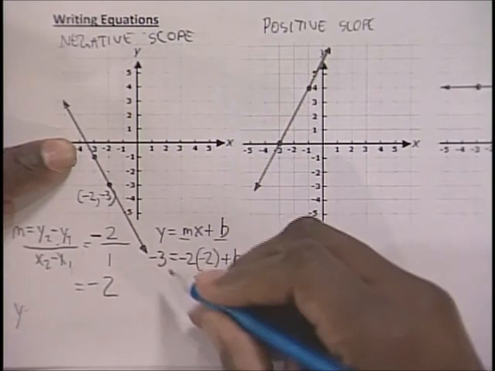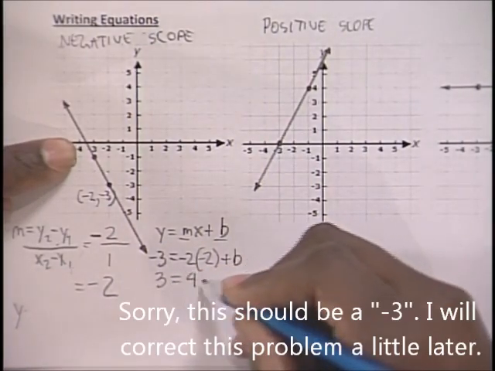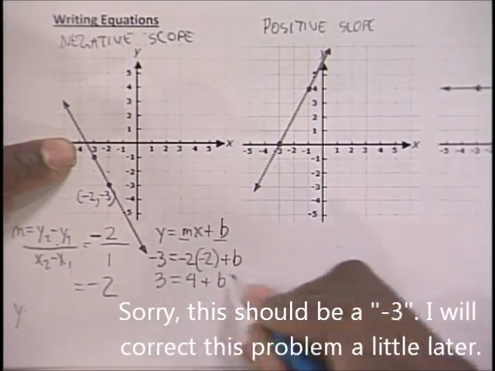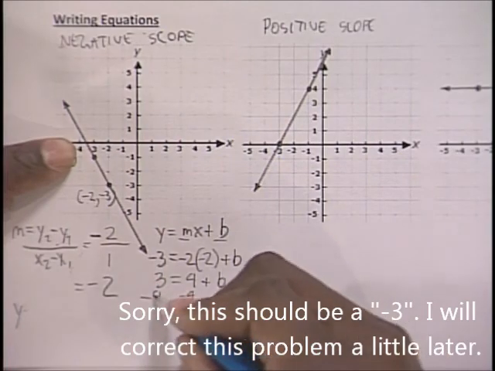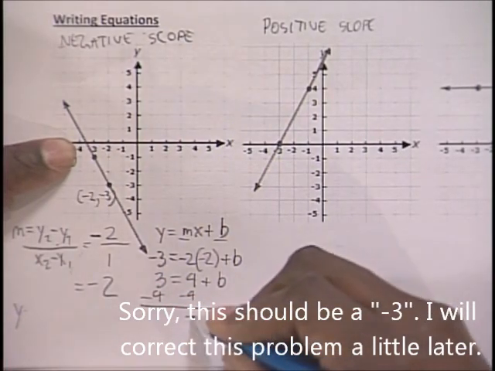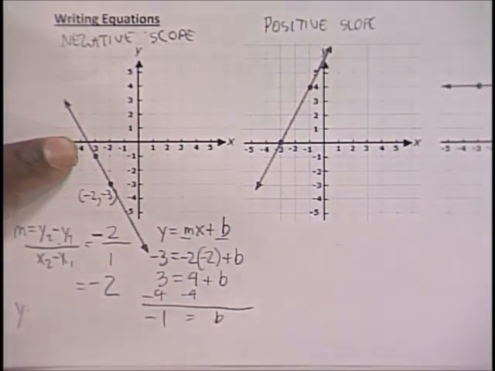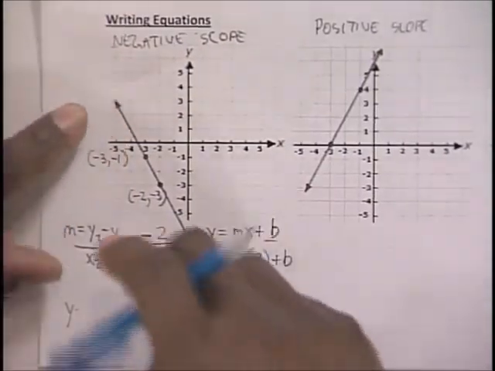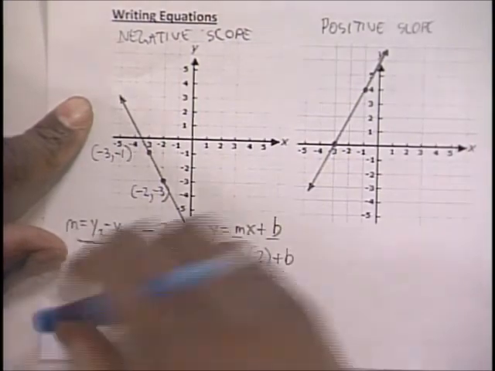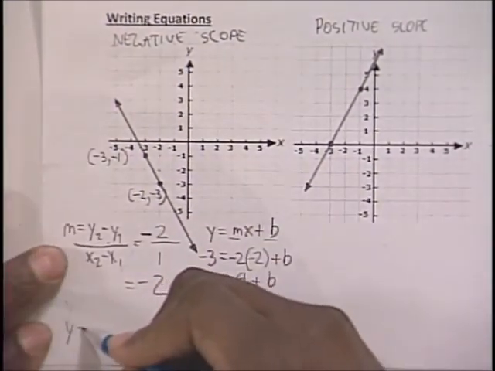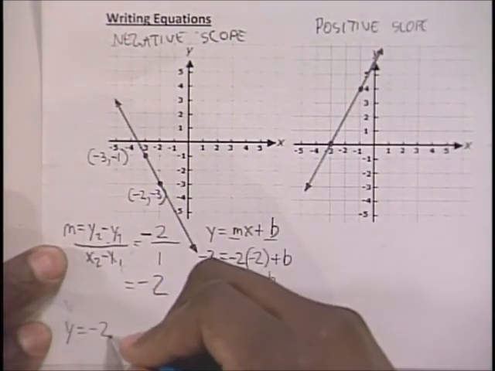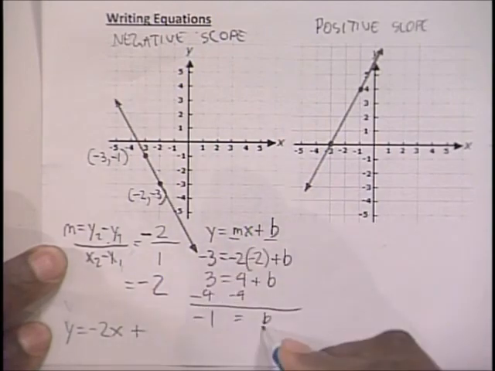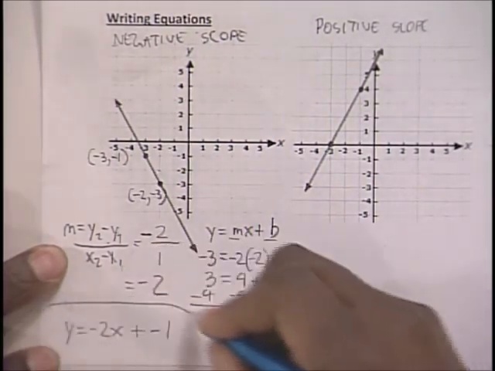All right, let's solve for b. We end up with -3 is equal to 4 plus b. We're going to solve for this b by subtracting 4 on both sides. We get b is equal to -7. So now you have everything that you need to write the equation. You have y is equal to the slope, which is -2, x plus the y-intercept. Final answer.